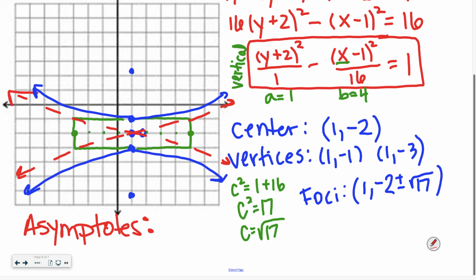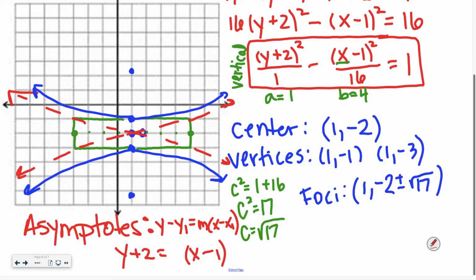Okay. I'll write it down again. y minus y1 equals slope times x minus x1. Remember, our center is a part of both asymptotes. So to save us time, we are going to use the center as the coordinate that goes through our lines, or our asymptotes. So 1, negative 2 is our coordinate.